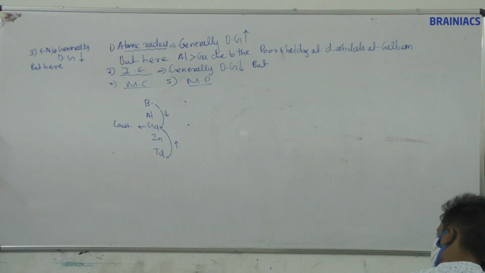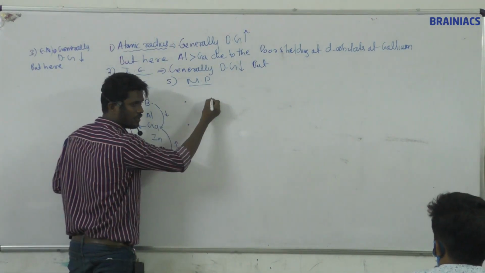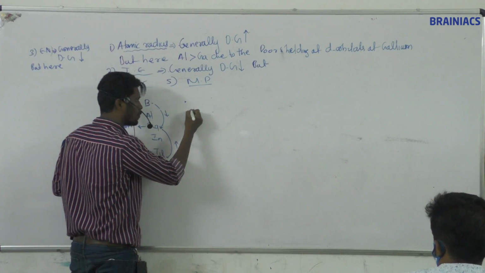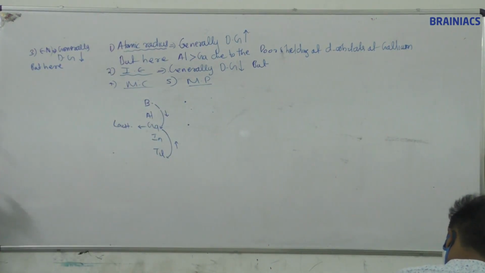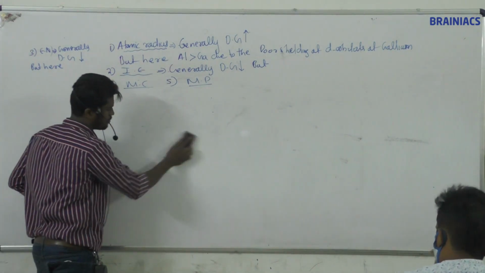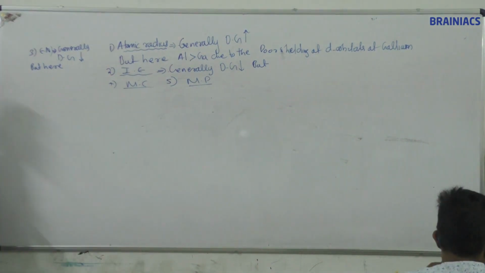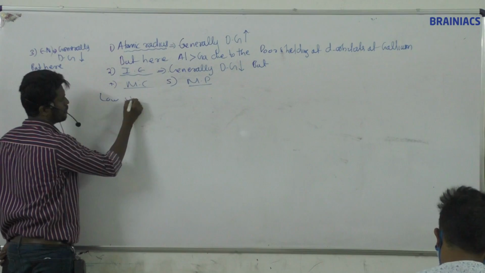So boron to gallium decreases, then increases. Okay, so which has the lowest melting point? Gallium has the lowest melting point and boron has the highest melting point. Gallium has the lowest melting point.